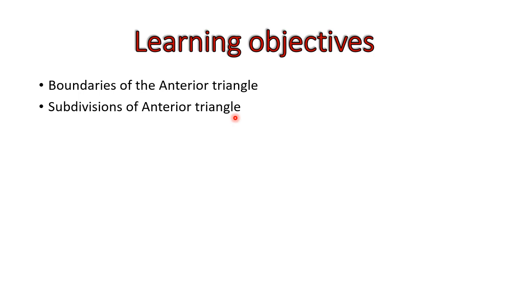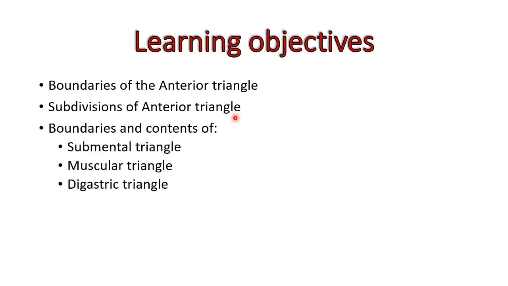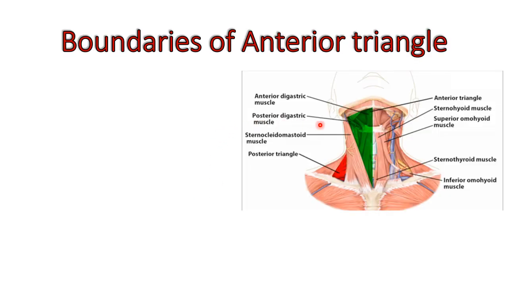Of these subdivisions, we will discuss the first three: the submental triangle, the muscular triangle, and followed by it the digastric triangle. Now let us try to understand the boundaries of the anterior triangle.